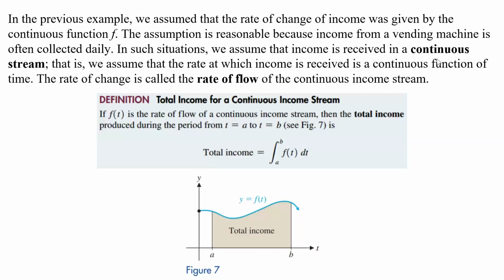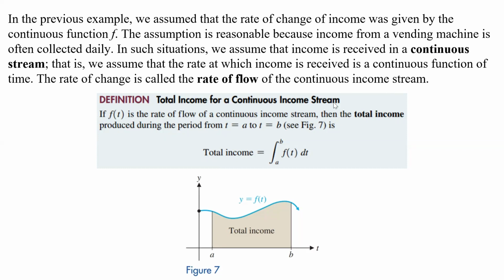All right, so in our previous examples, we assumed that the rate of change of income was given by the continuous function f. Now, this assumption is reasonable because income from a vending machine is often collected daily. In such situations, we assume that the income is received in a continuous stream. That is, we assume the rate at which income is received is a continuous function of time.